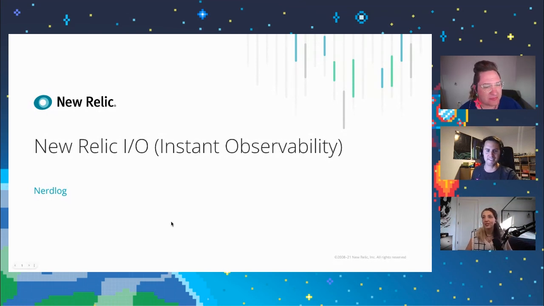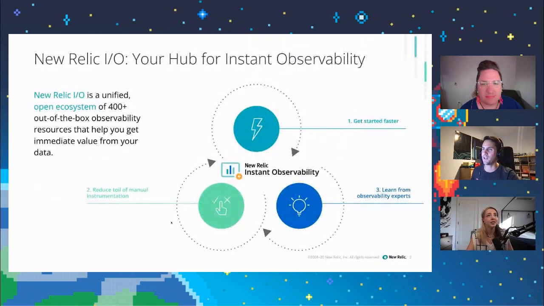Yeah, here comes instant observability, right? So this is a completely new experience that we have launched at New Relic. And New Relic I/O is more than just a feature or a product. It's really an ecosystem. What we're doing with New Relic I/O is bringing observability building blocks to users across the world. The idea is that we want to make it super easy for any developer to get started with observability super fast.